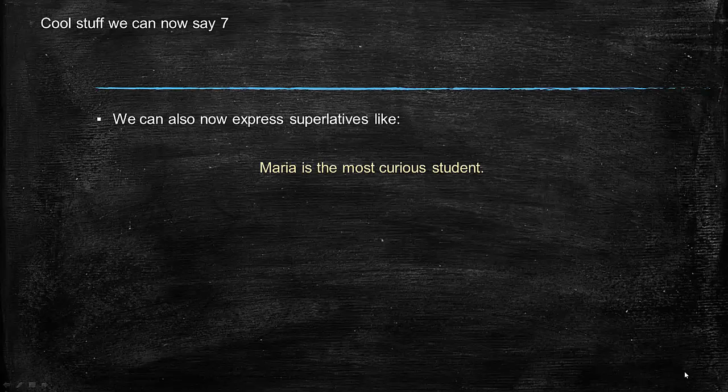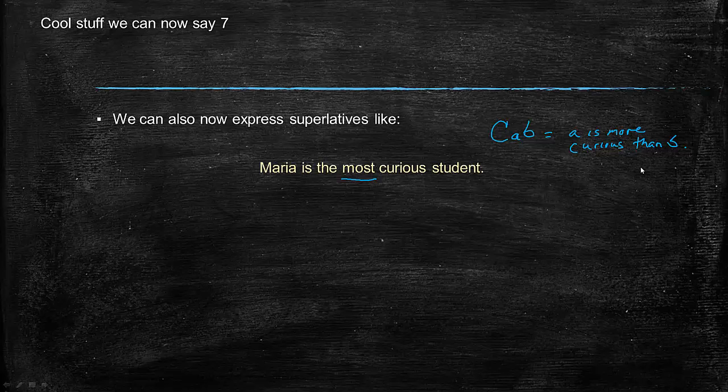So think about a statement like Maria is the most curious student. Now, the trick is, first of all, to think of most in terms of more, right? So let's go ahead and define a relation C such that if we were to say, for example, that CAB, that means A is more curious than B. Okay, so how would we do that?